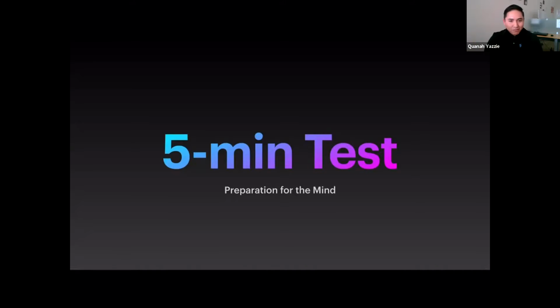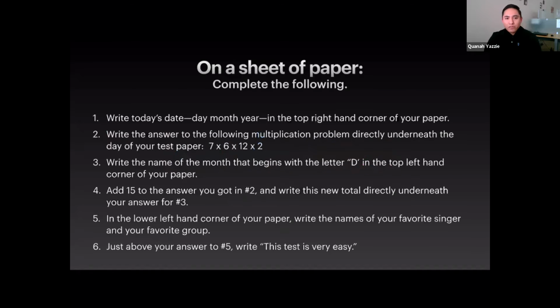For this first part, we're going to do a 5-minute test. Have a sheet of paper and a pencil out right now. You're going to go through the questions that I'm going to ask. On a sheet of paper, I want you to complete the following from 1 to 6. I'll give you about 5 minutes. I'll come back at 3:16.